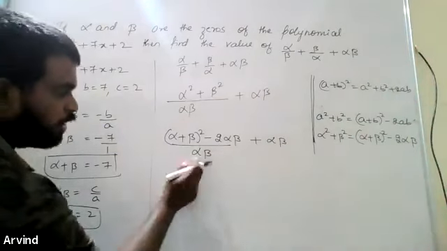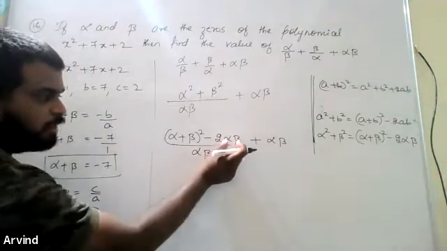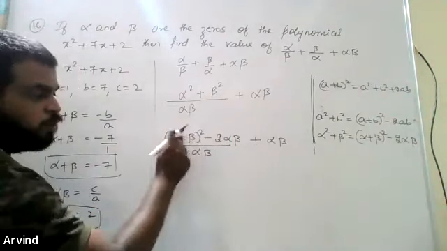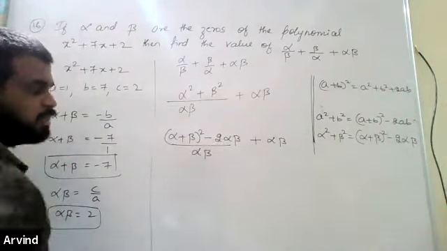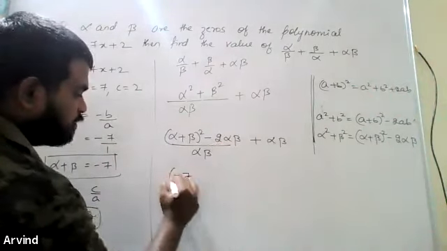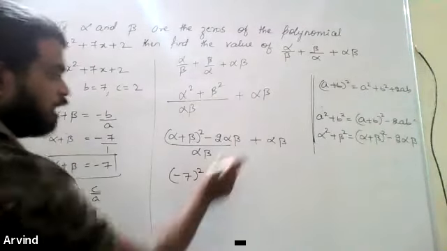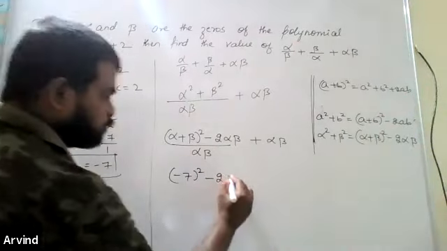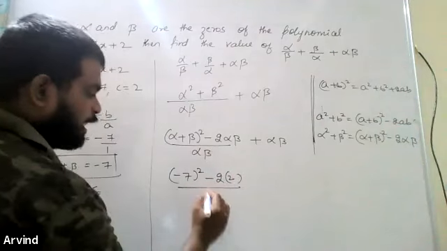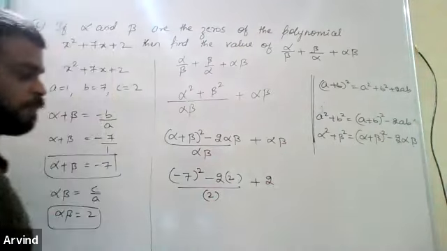Alpha, and remember you cannot cancel this alpha beta and this alpha beta. Why? The alpha beta does not belong only to one of them. It belongs to both. So you cannot do the cancellation. Remember that. Alpha plus beta is -7, so -7 the whole square minus 2 alpha into beta. Alpha into beta is 2, divided by again alpha into beta is 2, plus again alpha into beta is 2.